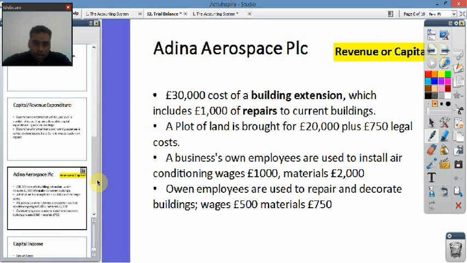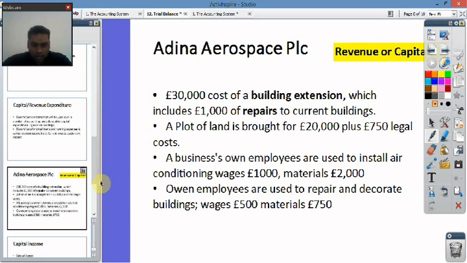The business's own employees are used to install air conditioning, and the wages are £1,000 and the materials are £2,000. So this whole £3,000 amount will be capital expenditure, even though wages normally is a revenue item. Here it's used to install a capital item, and any cost towards a capital item is capitalized. So this will be £3,000 altogether as capital.